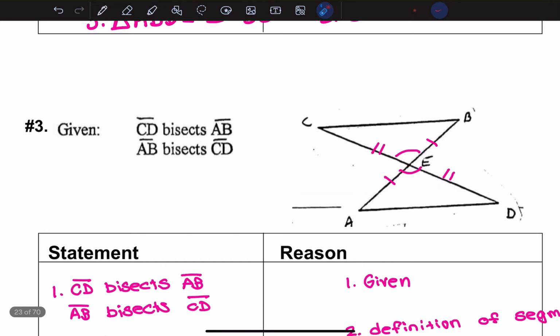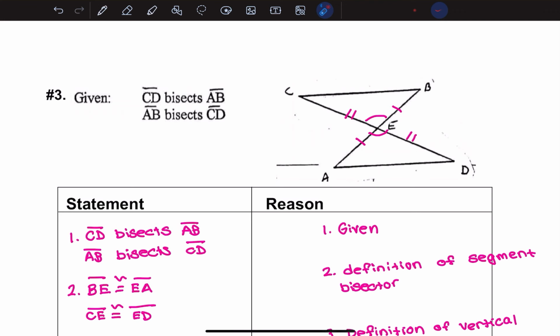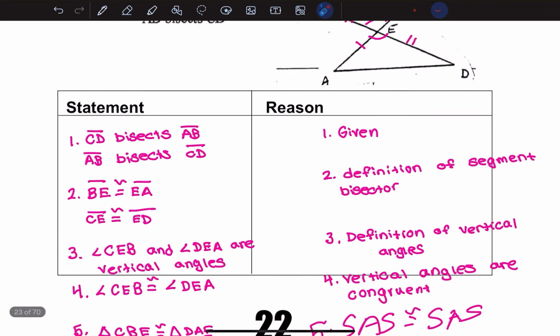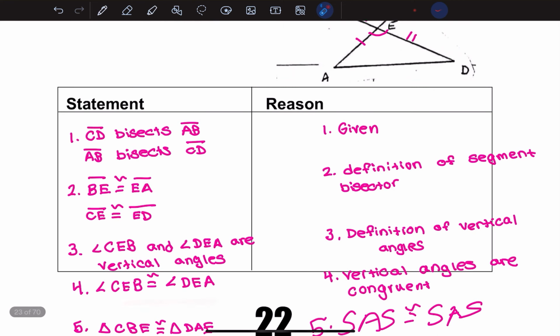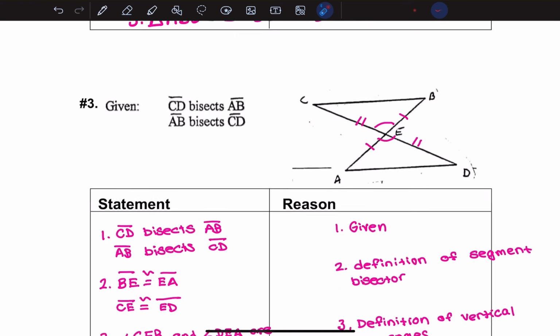So start by writing out your given information. You have to state that these two bisectors create two sets of congruent sides. First, state that the angles are vertical, angle CEB and angle DEA are vertical. Make sure that your order is correct. C maps to D, E is the same in both, A and B. You can then say that the angles are congruent because they are vertical, and then state that the triangles are congruent by side, angle, side.